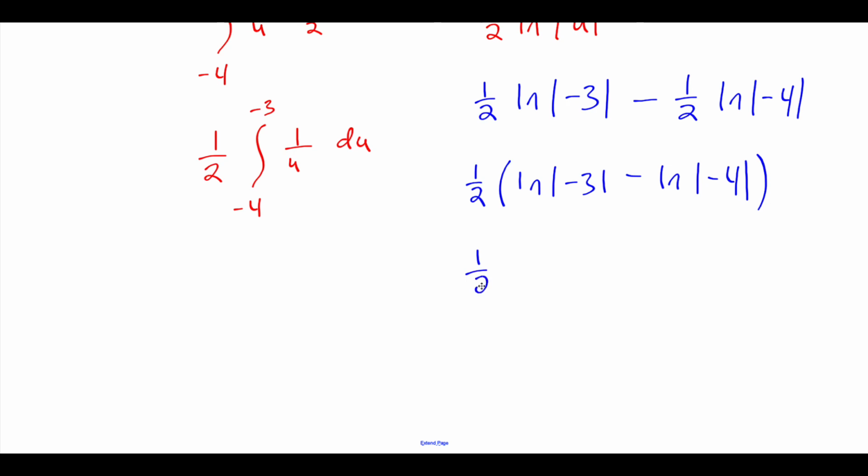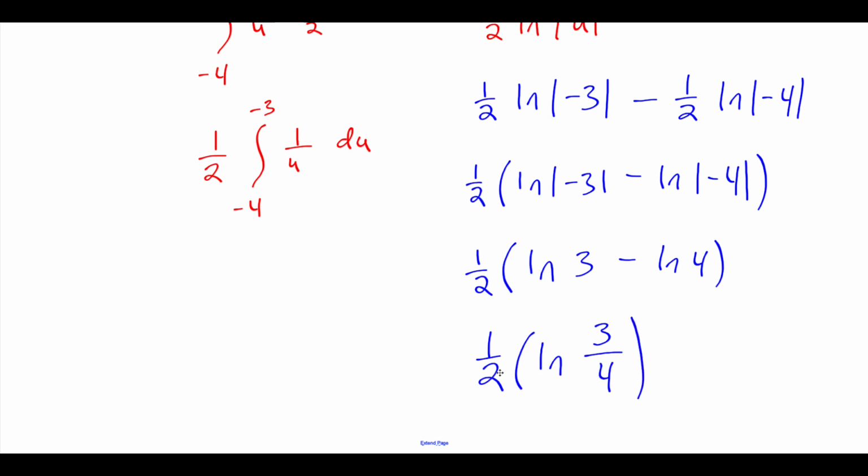A little bit more cleanup work that we can do. We know that the absolute value of negative 3 is just 3, and we know that the absolute value of negative 4 is just 4, so we get the natural log of 3 minus the natural log of 4 inside of our parentheses. Now one more step of simplifying that we can do in here, we can actually condense this down. Because we have a natural log minus a natural log, we can condense that down using division. So we take the first thing divided by the second thing. So we get 1/2 times the natural log of 3/4. That's going to be it for this video.